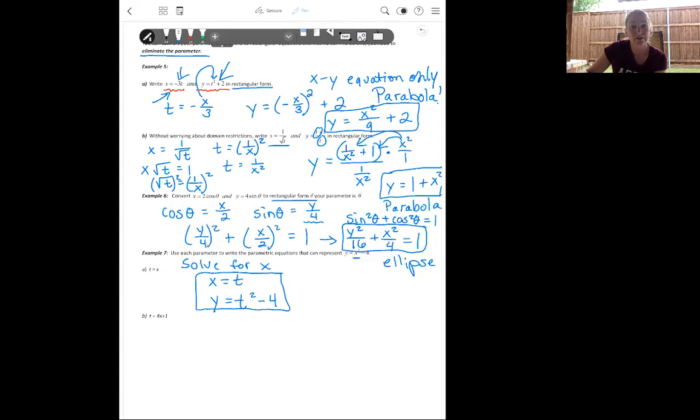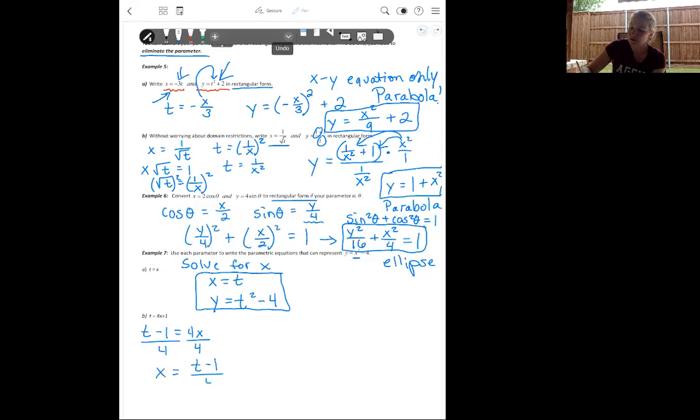Remember, every set of parametric equations has to have an x equals and a y equals. So once you solve the parameter for x, that is your x equals equation portion of the parametrics. The last one, t equals 4x plus 1. Solving it for x, we're going to subtract 1 and divide by 4. So x equals t minus 1 divided by 4.